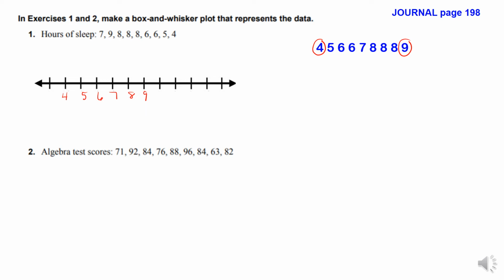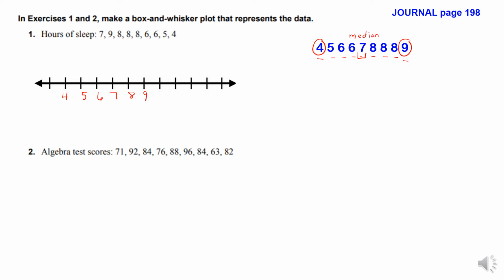Then I'm going to find my median. So I go 1, 2, 3, 4, 5, 6, 7, 8, 9. There's 9 pieces of data. So if I count over 4 each way, the middle number is 7. So that is my median.